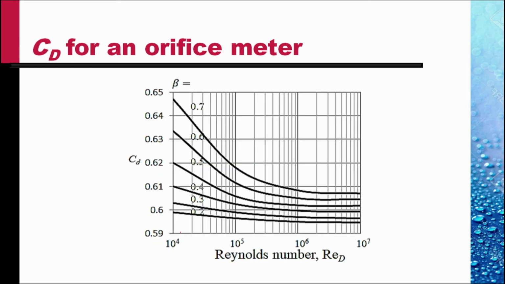Typical values of CD are given in the chart. The CD value depends upon the Reynolds number and on the value of beta. As beta decreases, that is, as the orifice becomes narrower, the CD decreases, but the typical value is around 0.6. Not a very good value, and this tends to become constant if the Reynolds number increases beyond about 5 times 10 to the power 5.